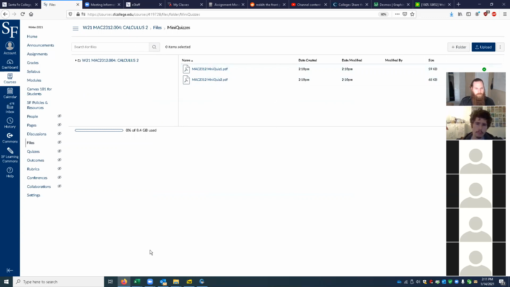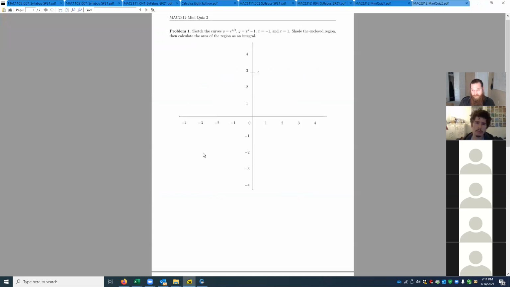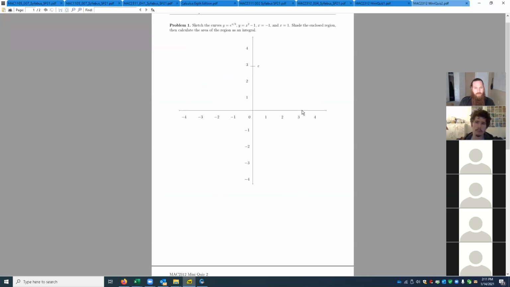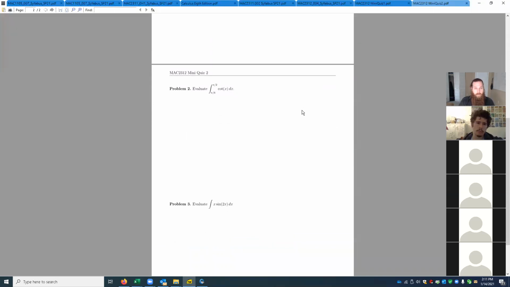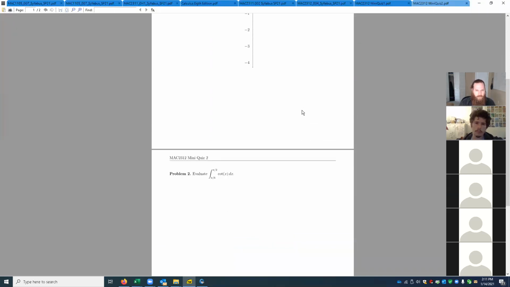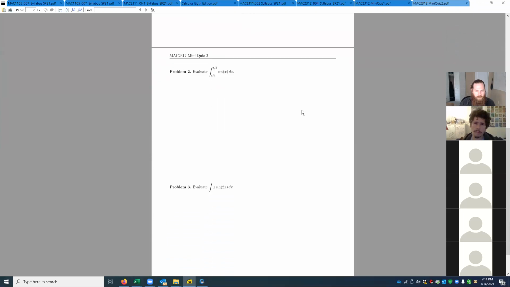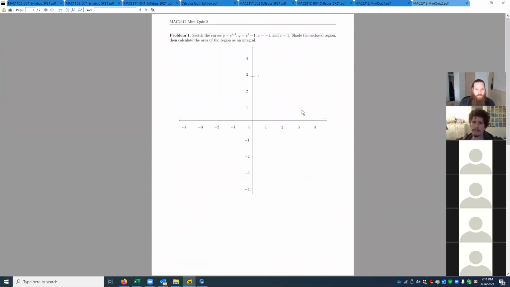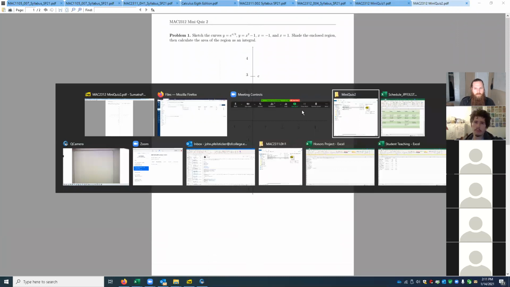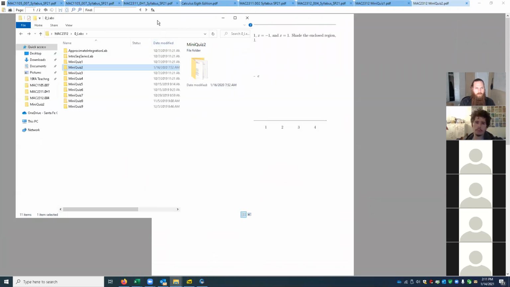These are problems that are intended to be easy. Let me be clear about this. These are not intended to be hard problems. These are kind of basic problems from that week. Now, this mini quiz 2, cotangent x sine 2x. And what is this? Shade the enclosed region, calculate the area. Maybe even I should include mini quiz three.